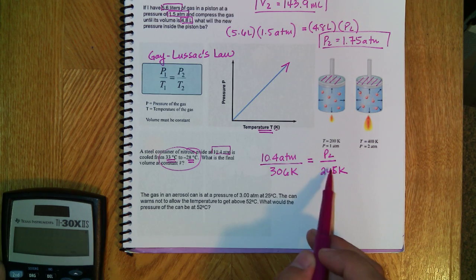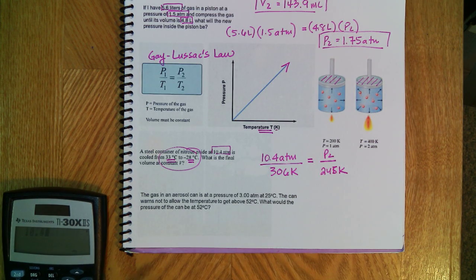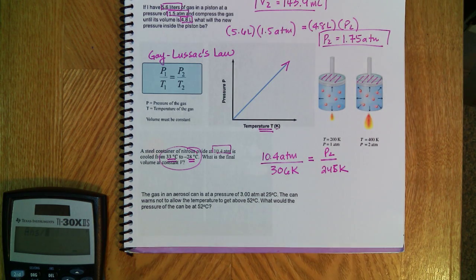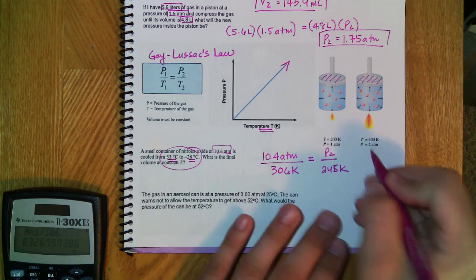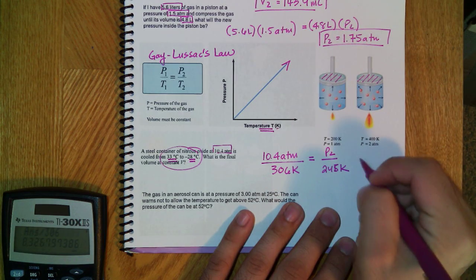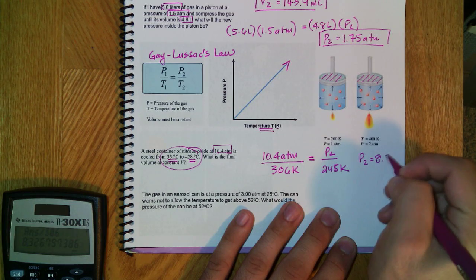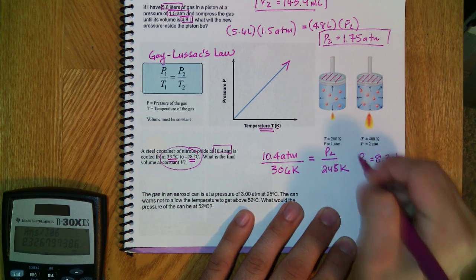I'm going to cross multiply: 10.4 times 245 is equal to P2 times 306. And if you do the algebra correctly, which you should stop and make sure you can do, final pressure is equal to 8.3 atm.